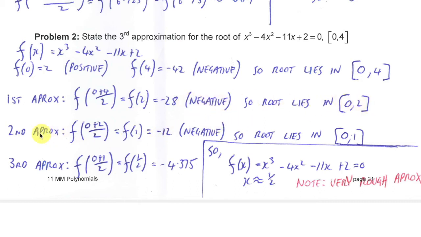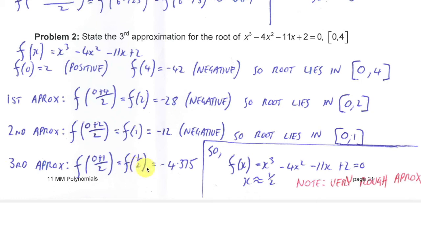Let's now take a look at my second approximation. So I consider this interval, halfway between it is f of 1. F of 1 produces negative 12, so of course that's negative. So now what I can say is that the root lies between 0 and 1. My second approximation is x equaling 1. My third approximation is going to be halfway between 0 and 1. I do that, and it's a half. So the answer for this question is x equaling a half, because that is my third approximation.